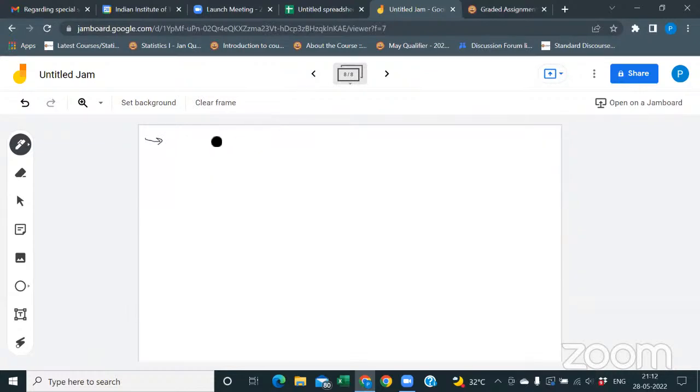23, 39, 29, 34, 70. Okay, that means you have 5 observations. First of all, you have to arrange them in ascending order. That means 23, 29, 34, 39 and 70. Right, your n is 5.